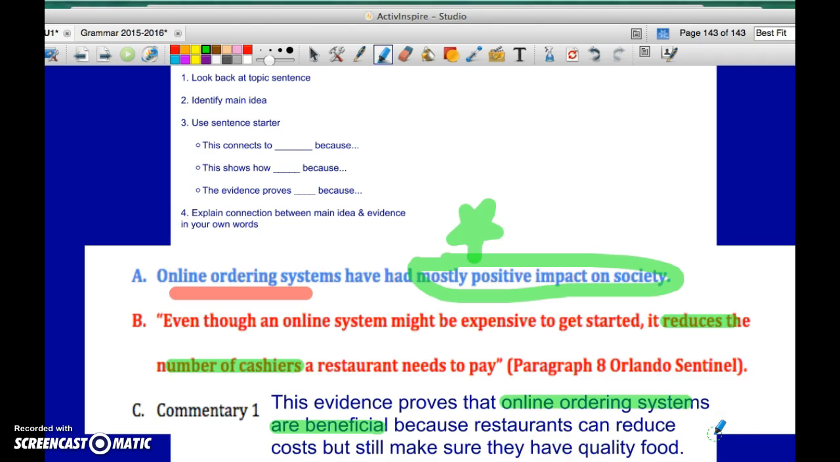So what I want you to do now is I want you to go to your outlines and I want you to work on developing the connection between your supporting evidence and the main idea by including commentary for both of your paragraphs. Happy drafting!